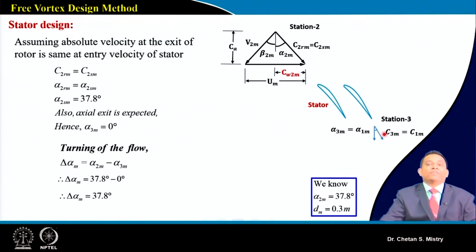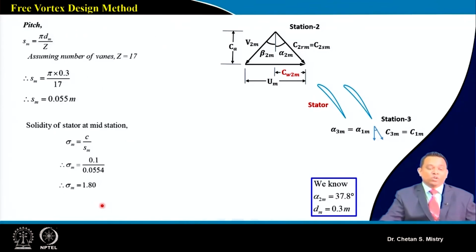Now for our design configuration, we have considered our exit to be axial. When we say the exit is axial, alpha 3 is equal to 0, and that gives me my flow turning angle. So my flow turning in the stator at the mid station is 37.8 degrees. Okay. Now this is our calculation for the flow angle. In line with that, we are looking at other parameters also. Very first, we will calculate the pitch at the mid station.